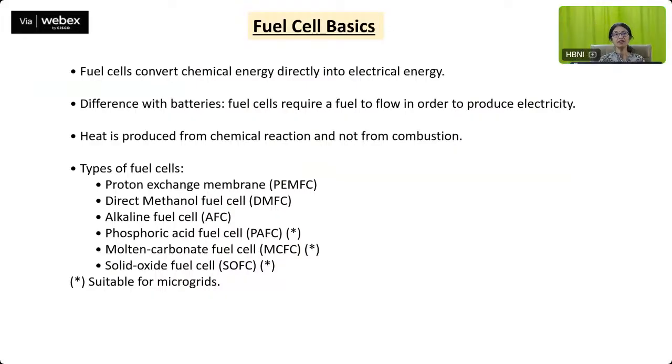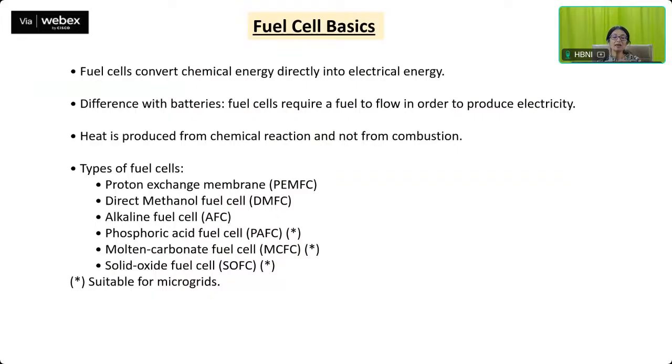What are the basics of the fuel cell? Fuel cells convert chemical energy directly into electrical energy. So what is the difference from batteries? Fuel cells require a fuel to flow in order to produce electricity. And heat is produced from a chemical reaction, we have to remember, and not from combustion.